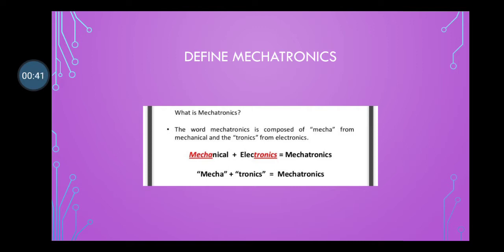The word mechatronics is composed of mecha from mechanical and tronics from electronics. That is a combination of mechanical plus electronics. The word is short for mecha plus tronics, that is mechatronics.